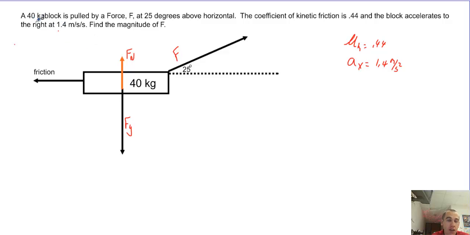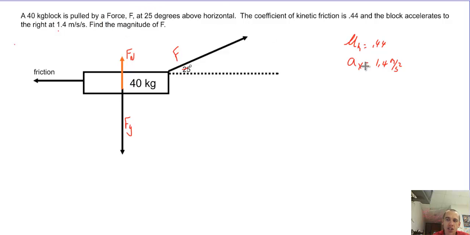So this says a 40 kilogram block is pulled by a force F, here's F, at a 25-degree angle, there's my angle. The coefficient of kinetic friction is 0.44, so I wrote that down, and the block accelerates to the right at 1.4 meters per second per second. Find the magnitude of F.